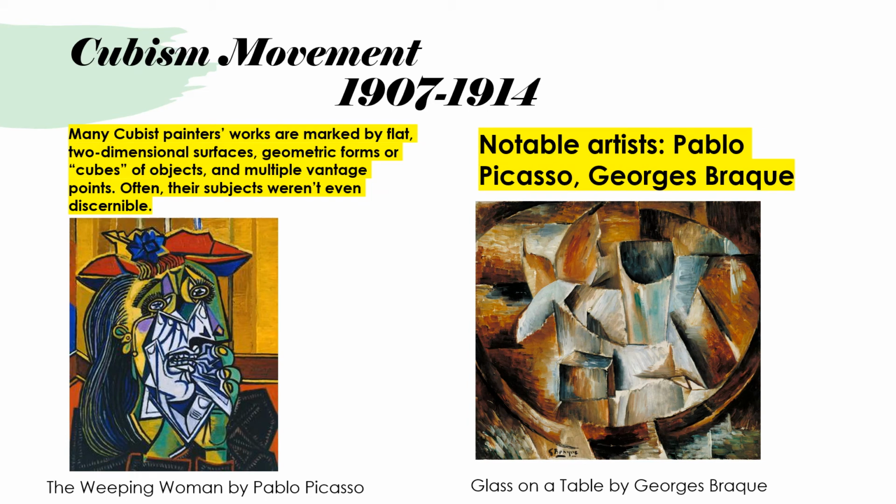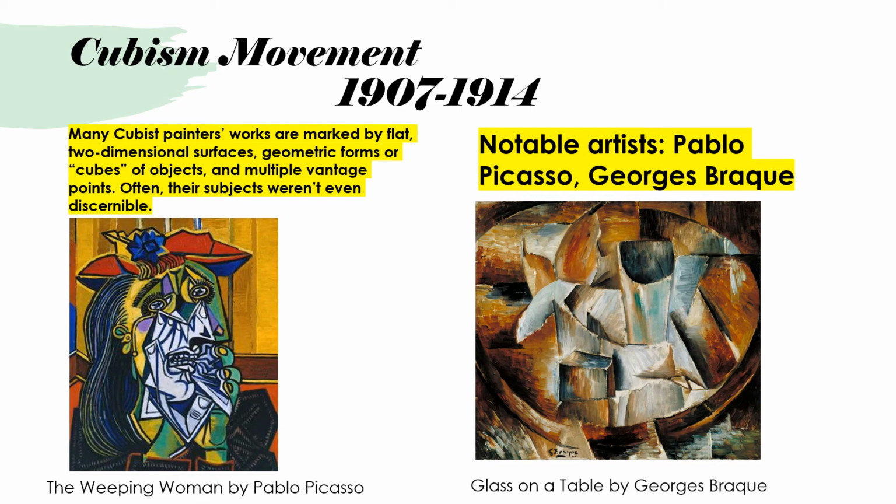We talked about Pablo Picasso, and it's interesting that Pablo Picasso kind of skipped a couple movements, but here he is again with the Cubism movement. We saw him in Impressionism. He was in another movement. From 1907 to 1914, the Cubism movement took place.